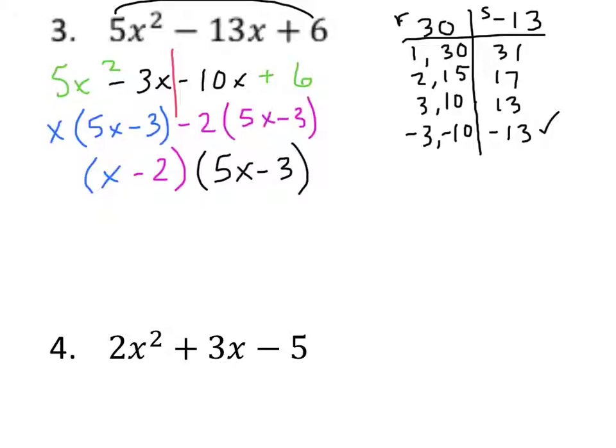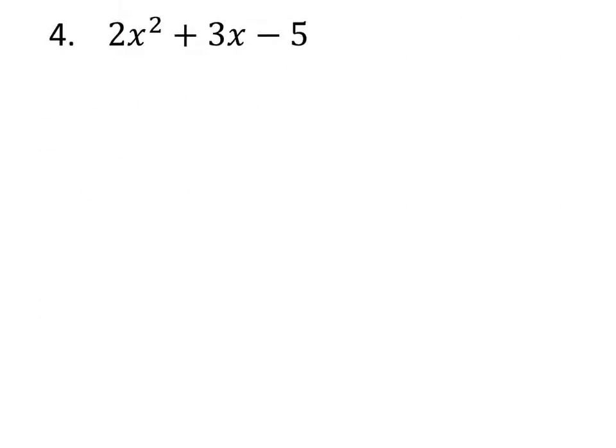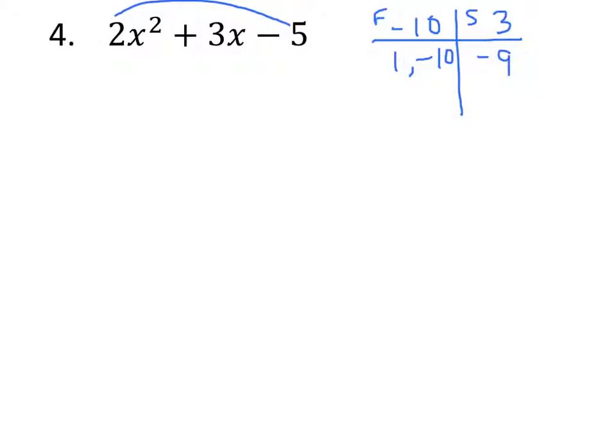So let's go ahead to number 4. Alright, for number 4, nothing goes into all 3 of those terms, so I'll go ahead and multiply 2 times negative 5. I get negative 10, so I'm finding factors of negative 10 that have a sum of positive 3. So factors of negative 10 would be 1 and negative 10 makes negative 9, and 2 and negative 5 make negative 3, so then negative 2 and positive 5 would make a positive 3.